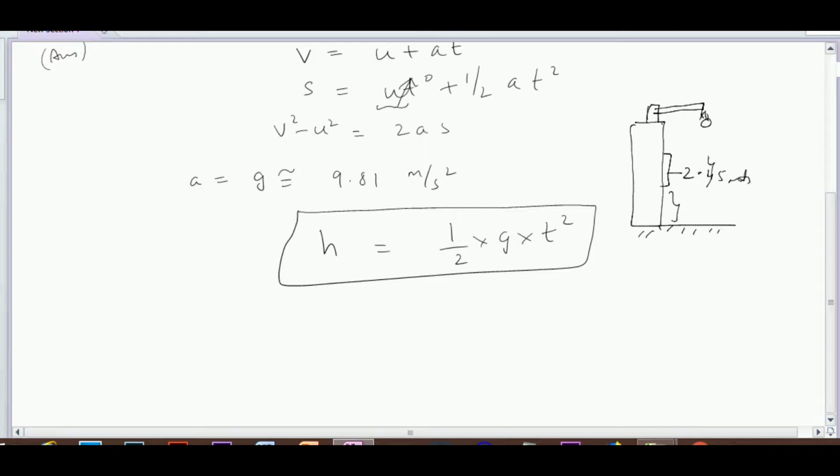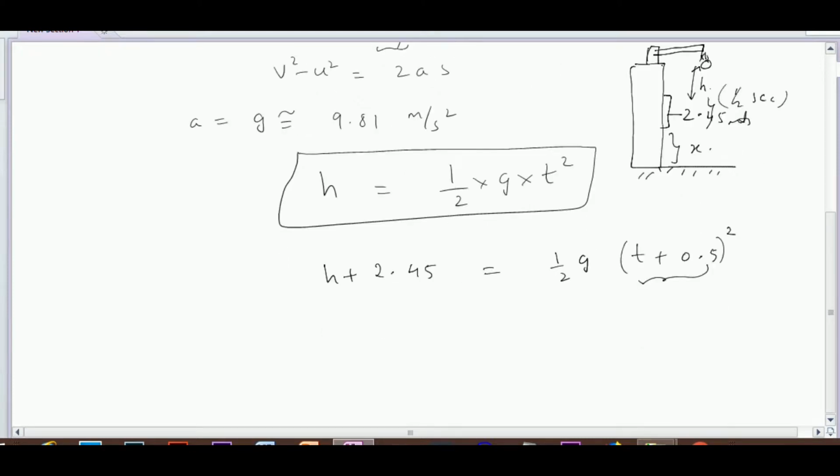Okay, so with that I can say that to travel that h plus 2.45 distance, I will substitute it as s. So half into g into t plus 0.5 whole square. Since they have given to travel the distance of 2.45 meters of the window, the stone takes 0.5 seconds. So we have two equations here and two unknowns. h and t are the unknowns. So let us solve the equations.